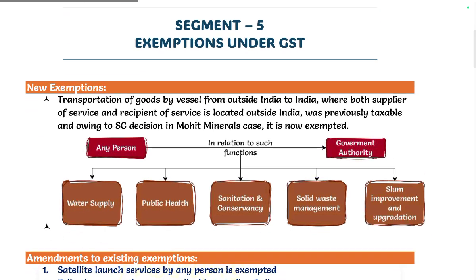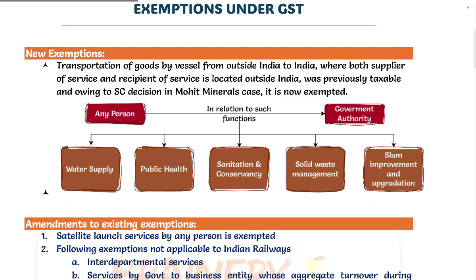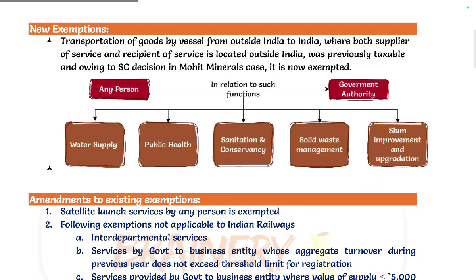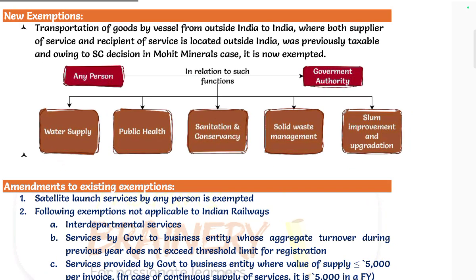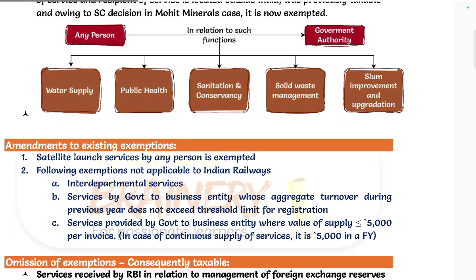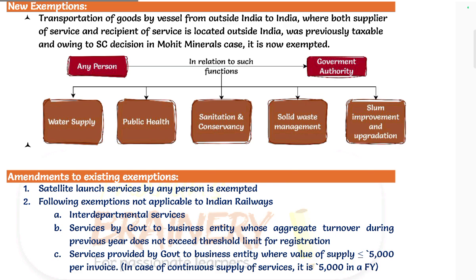New exemption under the GST: the transportation of goods by vessels from outside India to India, when both the supplier and the recipient of service are located outside India. This was previously taxable, and following the Supreme Court decision in the Mohit Minerals case, it is now exempted. Any person providing services to a government authority in relation to functions such as water supply, public health, education, sanitation, conservation, solid waste management, slum improvement and urban poverty alleviation, and services to government by any person, are exempted.